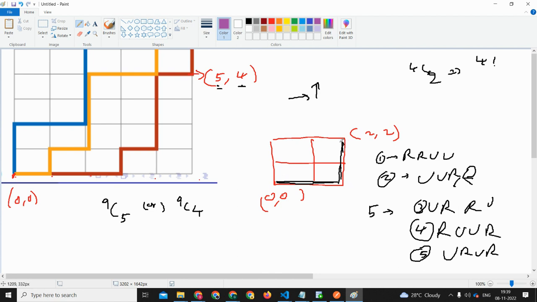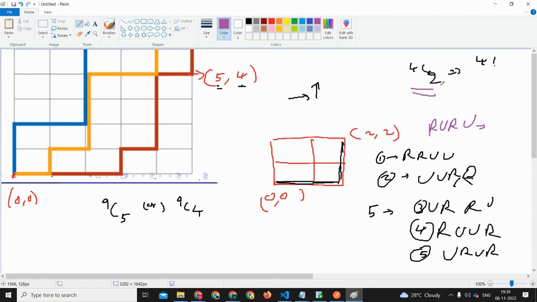Right, right, up, up. Must be up, right, right. Have you written that? Up, up, right, right. Yeah. Up, right, right, up. Yes, it is there. Right, up, right, up. Yeah, it's not there. Right, up, right, up.